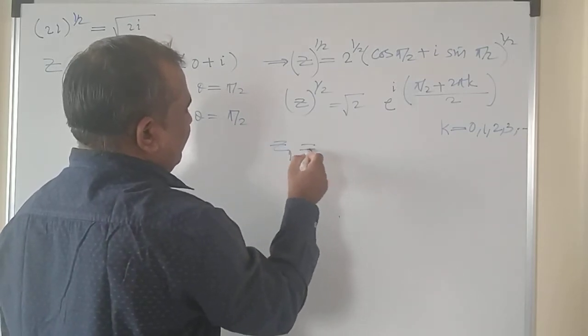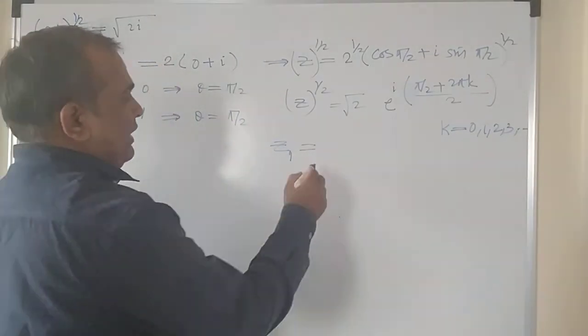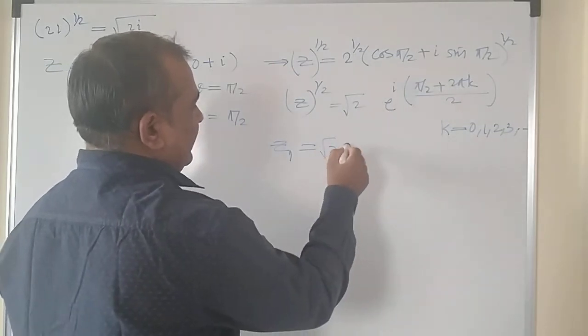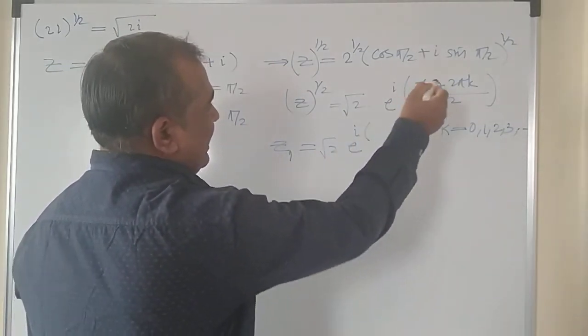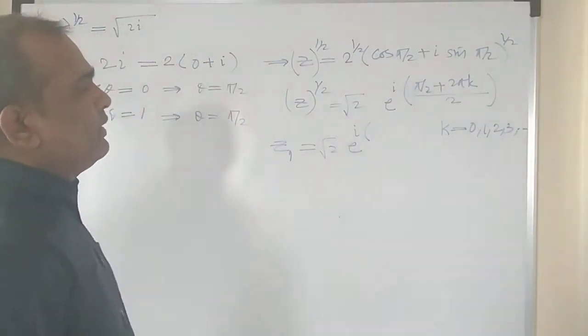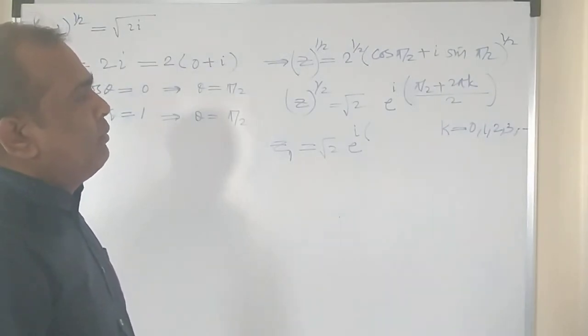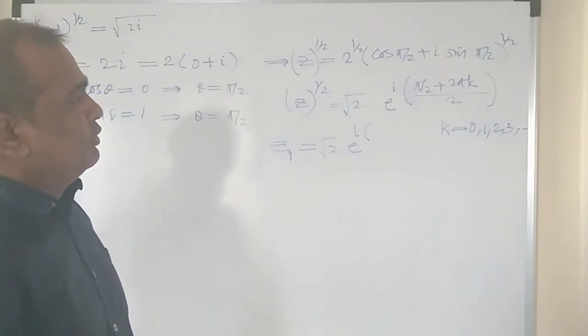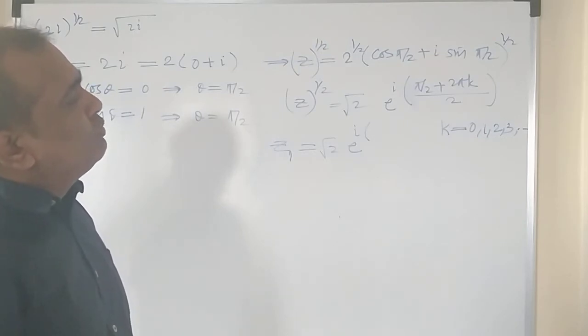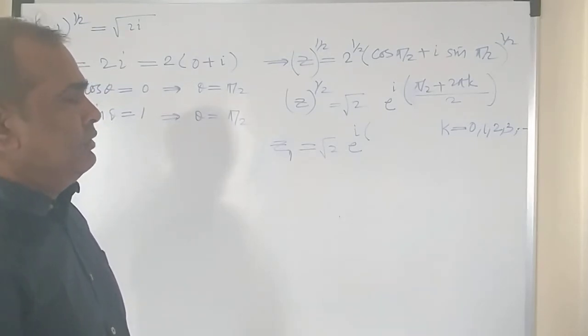So let us calculate the first root. The first root will be equal to root 2 into e to the power i times, if you put the value of k equal to 0, what will you get? Pi by 2 plus 2 pi divided by 2. So pi by 2 plus 2 pi will become pi by 2 plus 4 pi by 2, since you need to multiply by 2. Right?